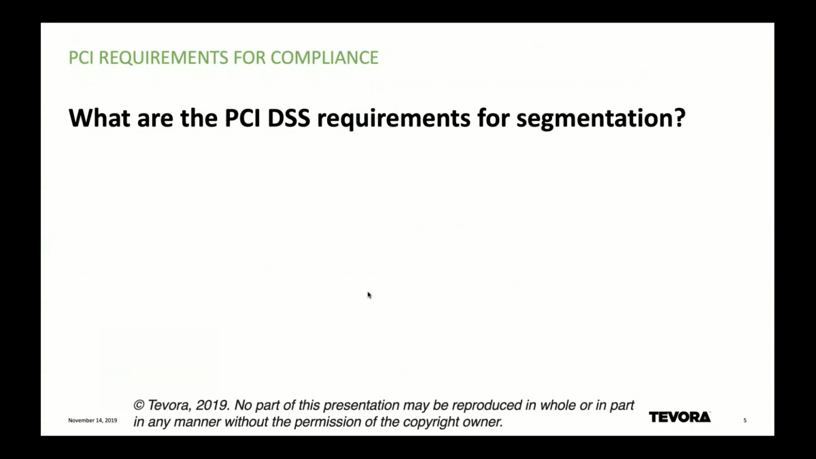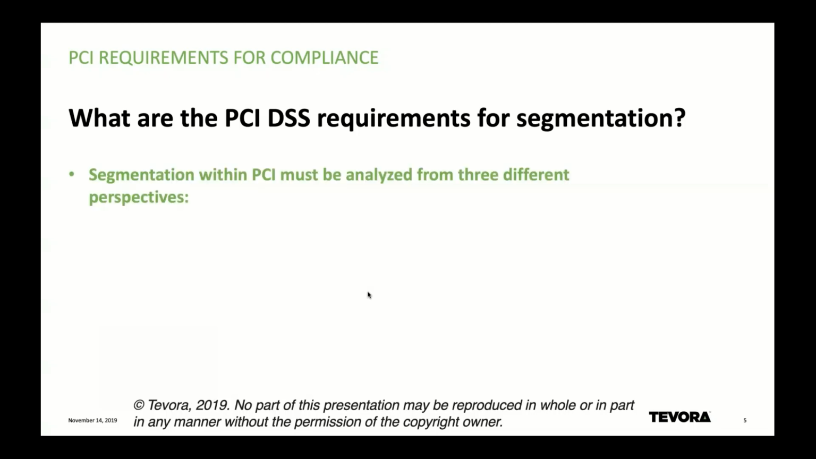Let's jump in. So I think the number one question I get around segmentation is, what are the DSS requirements? What is the standard actually saying in regards to a requirement for segmentation? And we really have to look at it in three different ways, right? When we look at segmentation, we have to break it down, because the concept of segmenting data, technology, personnel, process can really be summed up in three different categories for PCI.